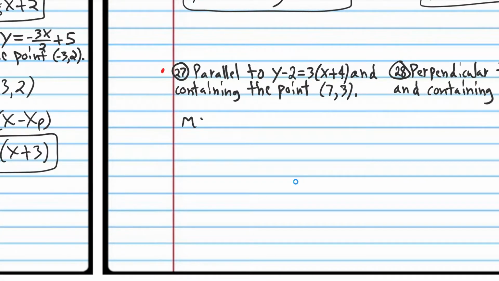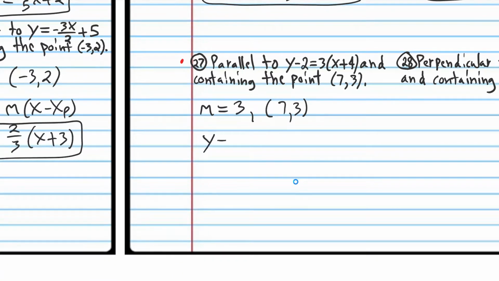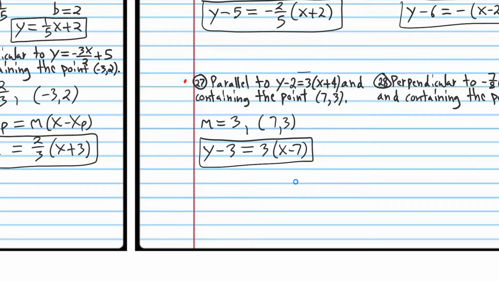So because our line is parallel, the slope of our line must be the same as the slope of this line. So the slope of our line is 3, and we're told that (7, 3) is a point on our line. So obviously we're just going to use point-slope form to find an equation of our line. And we're done.